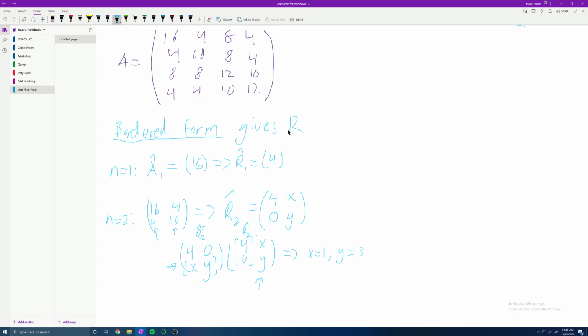So that means our final matrix, R hat 2, is going to be 4, 0.